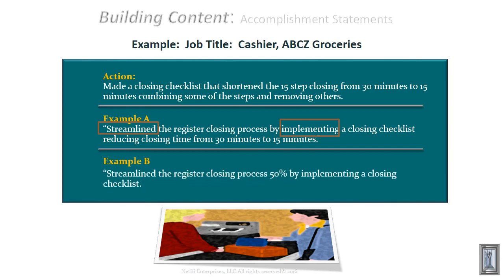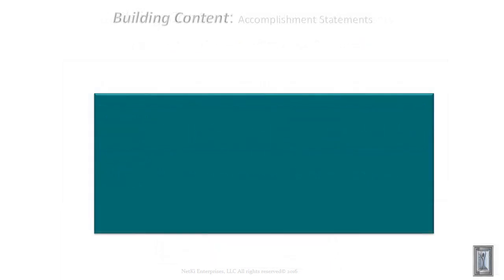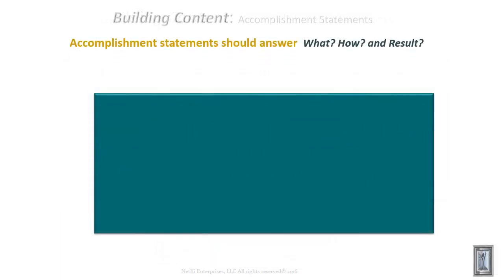From what we know, Jane actually reduced the process time by 50%. It takes more effort for the reader to mentally compute 30 minutes to 15 minutes versus streamlined the closing process 50%. Now, let's look at example B. Streamline the register closing process 50% by implementing a closing checklist. If you were a hiring manager, which would you prefer? Further into our discussion, we will even go farther in making this accomplishment statement more compelling.